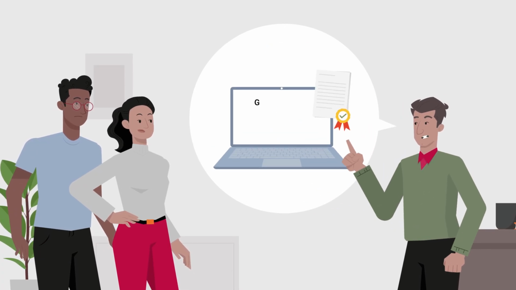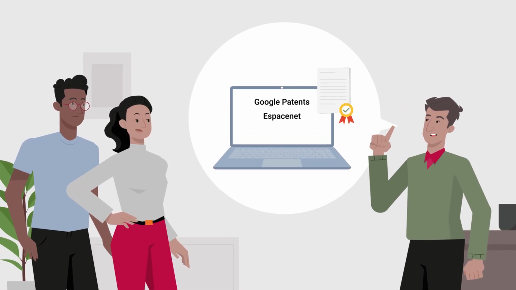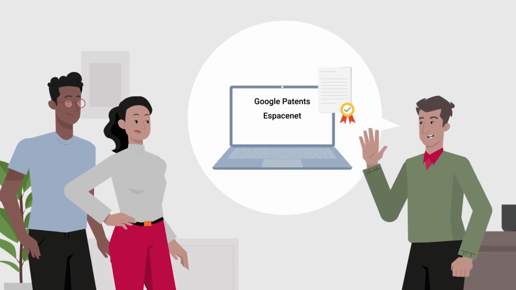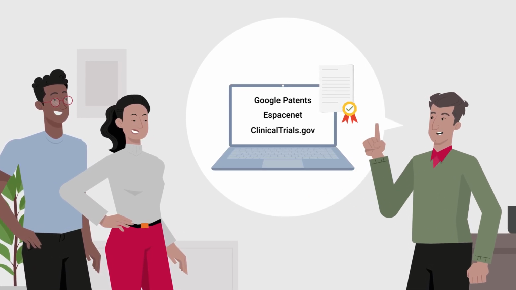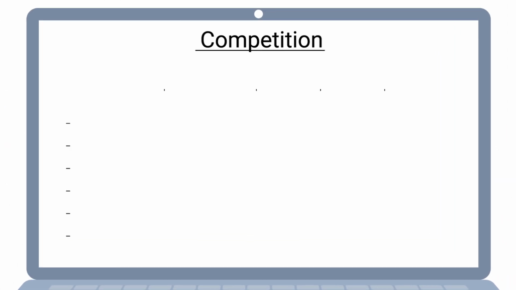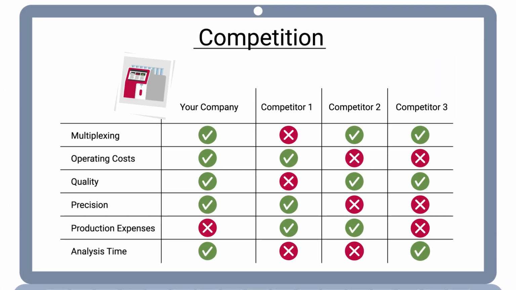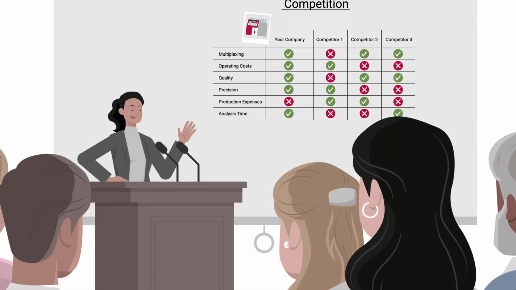Patent databases such as Google Patents or Espacenet, and clinical trial registries like clinicaltrials.gov, provide valuable insights. Visualize your findings. A competitor matrix or positioning map can make your analysis clear and persuasive.